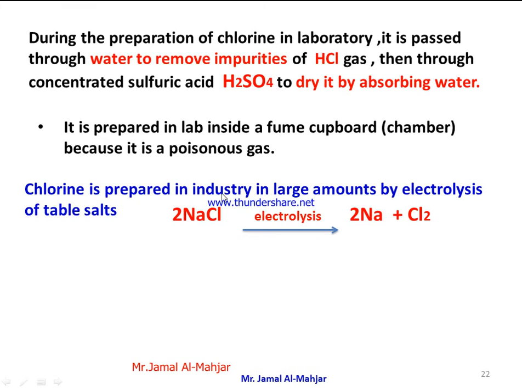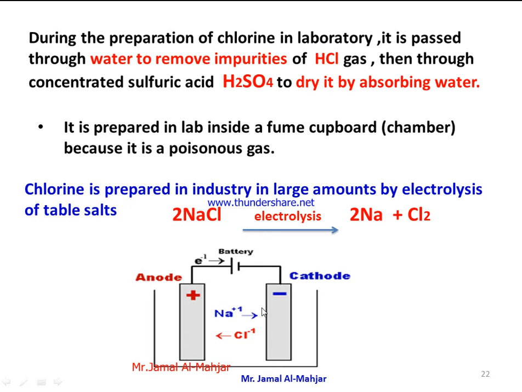So from table salt we can get what? Chlorine and also sodium. But here we talk about chlorine. Yes, this is the electrolysis process. This is the electrolytic cell. It has the cathode, which is connected with the negative terminal of the battery, and the anode, which is connected with the positive terminal.